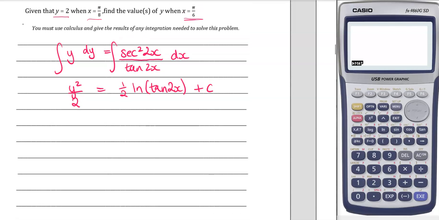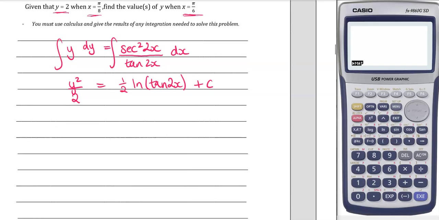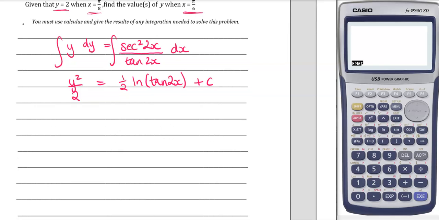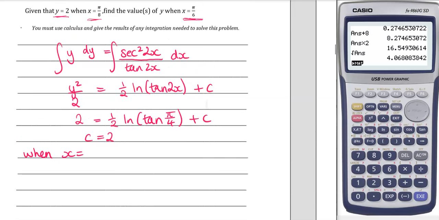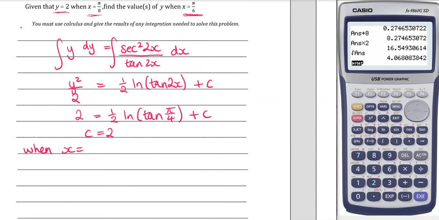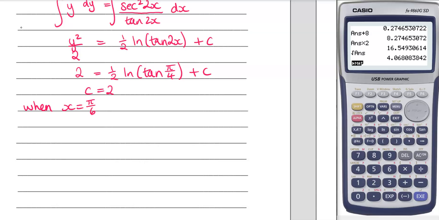We've got the information given up here that we're going to use next. So when y is 2, we get this substitution here. Now tan of pi by 4 is equal to 1. Natural log of 1 is 0, so we end up with c being 2. Last, we need to find out when x is pi by 6 from the question up here. So when x is pi by 6, y squared over 2 equals half natural log of tan times 2 pi by 6, which is pi by 3, plus 2.